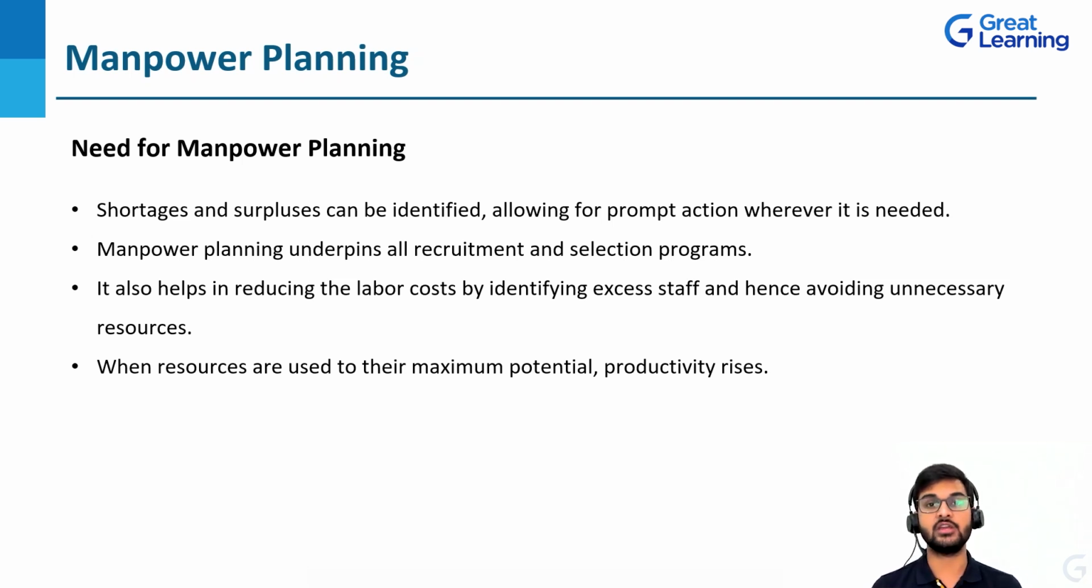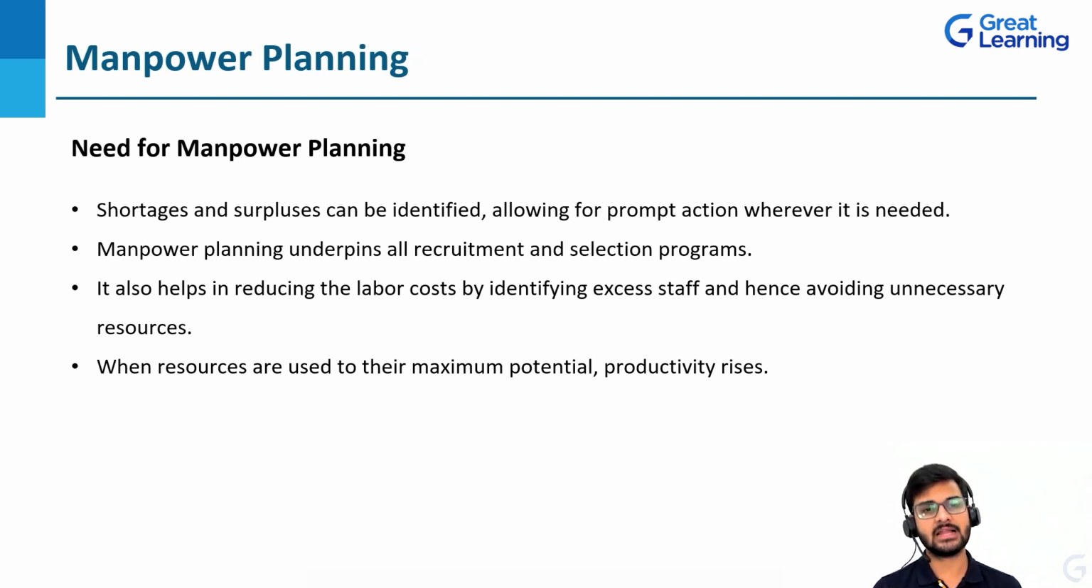Whenever you are recruiting, you are selecting, the first step of that entire recruitment process is nothing but HR planning, your manpower planning. First, you need to see how many people we currently have. Then we need to see how many people are actually required to do the task. And if there is a lack of people that we currently have, we need to hire more people. So according to manpower planning, we have to actually plan the entire process of recruitment and selection.